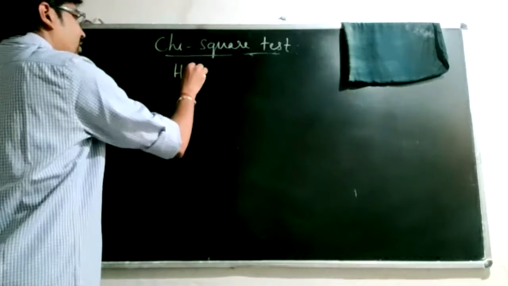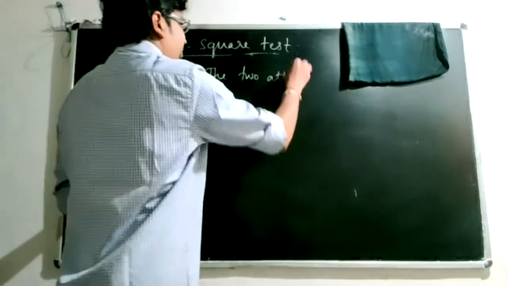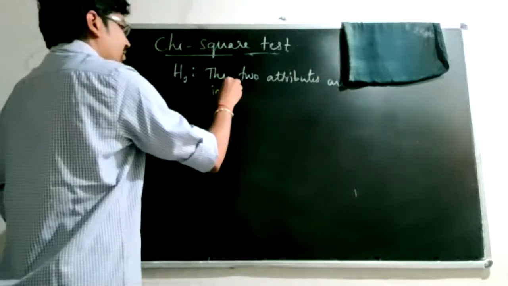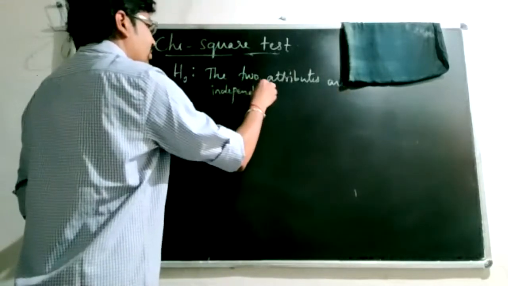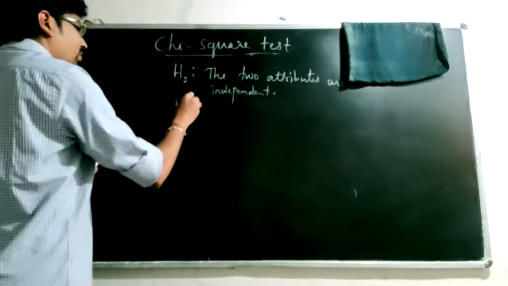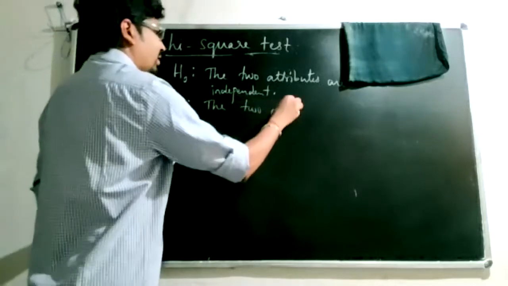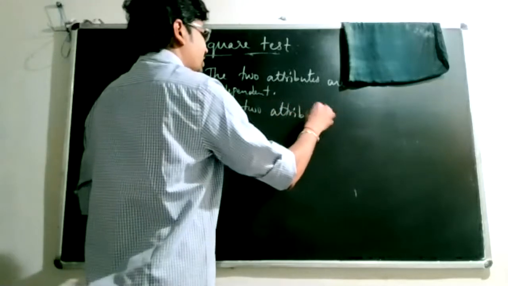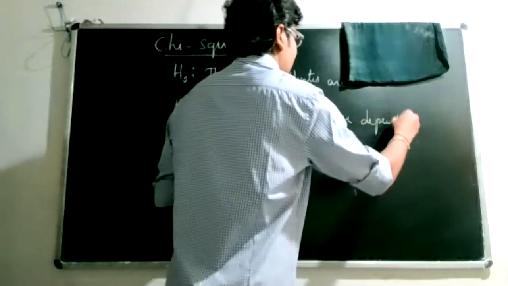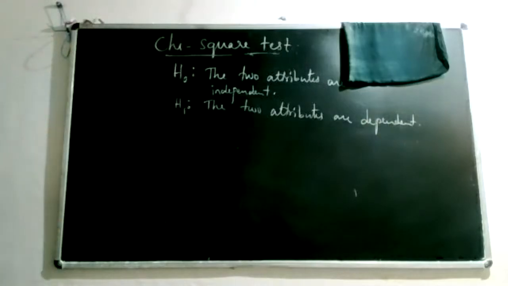We'll write H0: the two attributes are independent. If you're working with a special case, you can specify that. You can say the two attributes, gender and result, are independent. The two attributes, gender and blood pressure, are independent, and so on. Or you can always use a general statement which says the two attributes are independent. And the alternative hypothesis is that the two attributes are dependent.